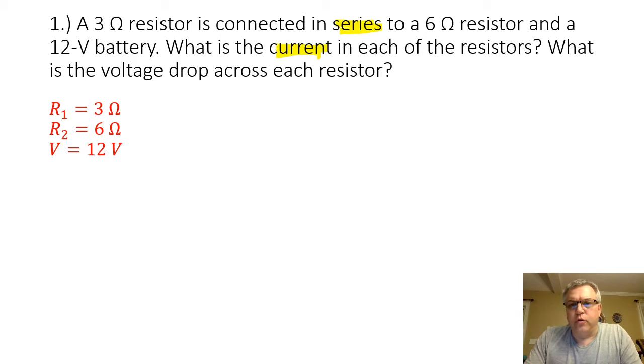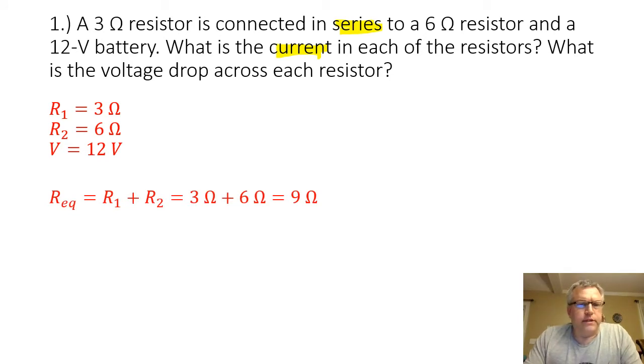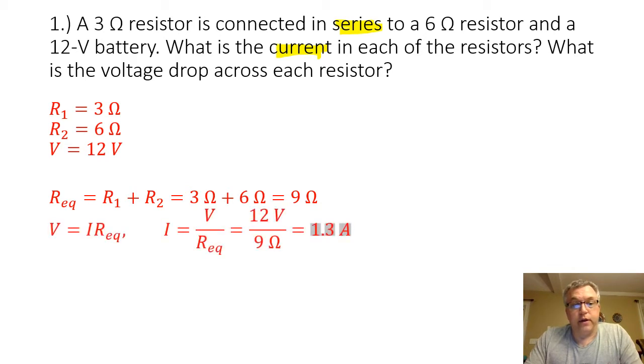In order to find the total current of the circuit, I am going to need to know the equivalent resistance. And in a series circuit, the equivalent resistance is simply going to be the sum of the individual resistors. So for this circuit, I have 3 ohms plus 6 ohms, and that is going to give me an equivalent resistance of 9 ohms. Now that I know the equivalent resistance and I know the voltage across the battery, I can use Ohm's law to find the current. So 12 volts divided by 9 ohms is going to give me a current of 1.3 amps. So I'm going to have 1.3 amps across each of the resistors.